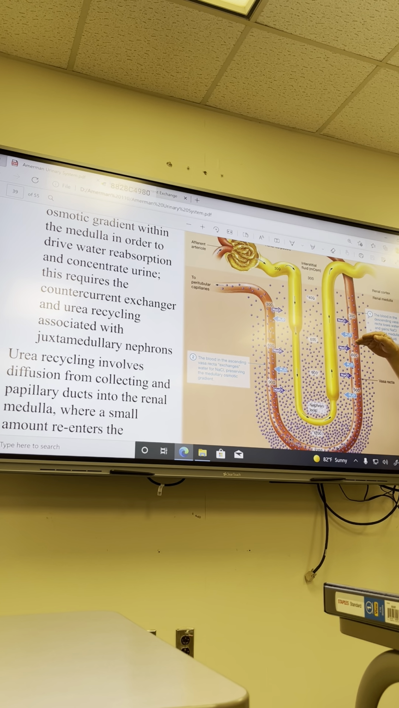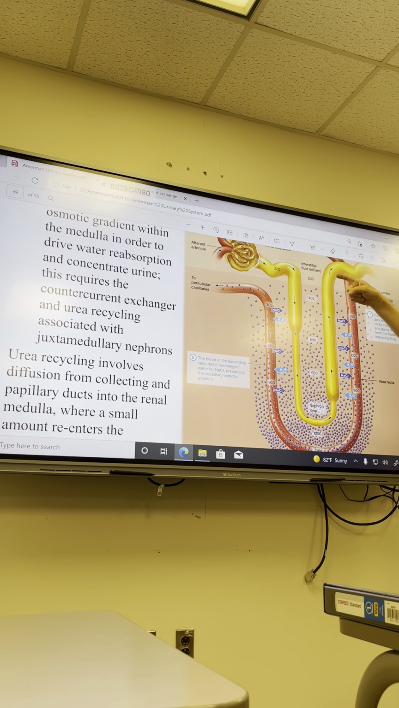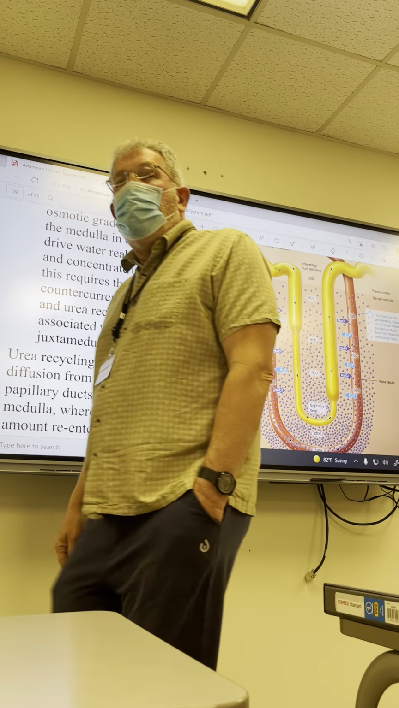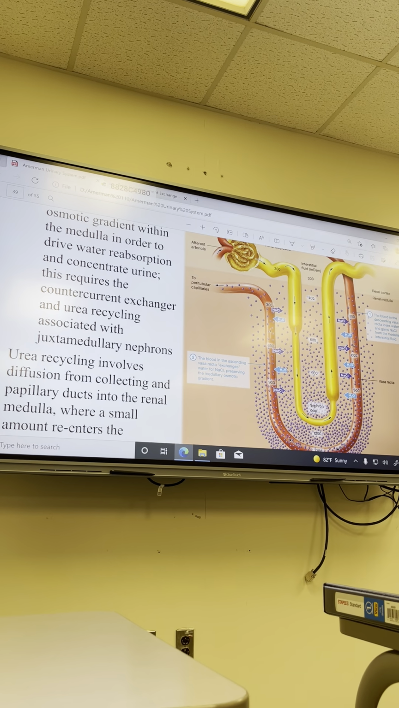Less and less. By the time we get to the top, they're not showing it, but it's a number that I'm going to expect you to write down. By the time we get to the top and we're into the distal tubule, the concentration of the filtrate is down to about 100, about 100 to 150.